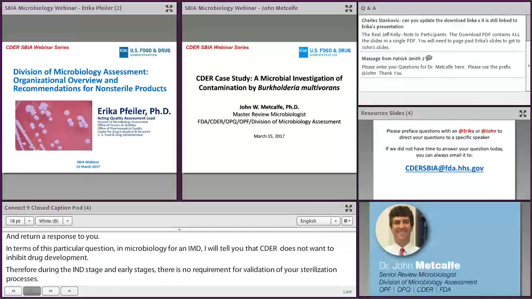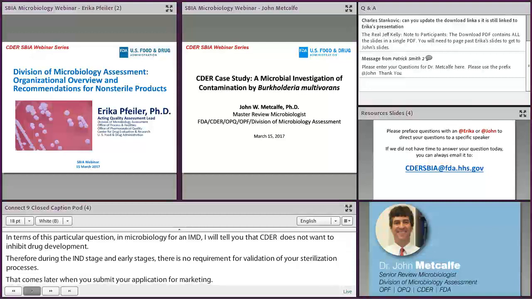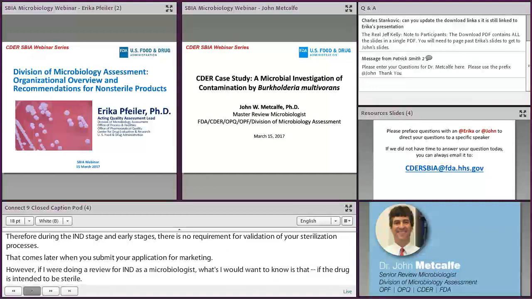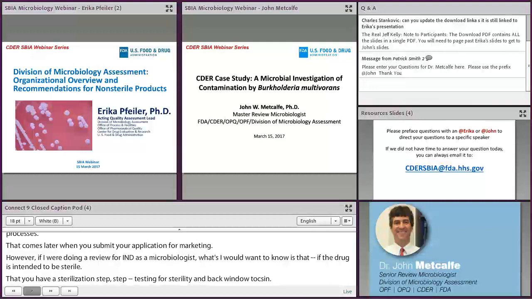However, if I were doing a review for an IND as a microbiologist, what I would want to know is that if the drug is intended to be sterile, that you have a sterilization step in there, that you test for sterility, and that you test for bacterial endotoxins. However, there's no requirement for those processes to be validated. That comes later in drug development. That's the end of my response.